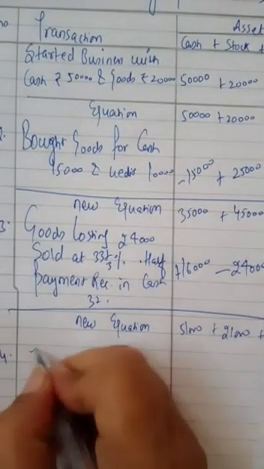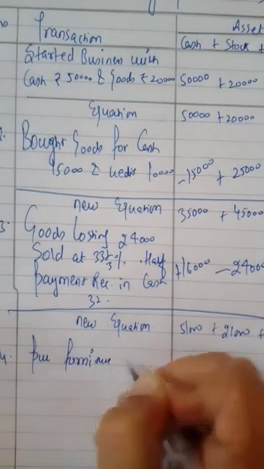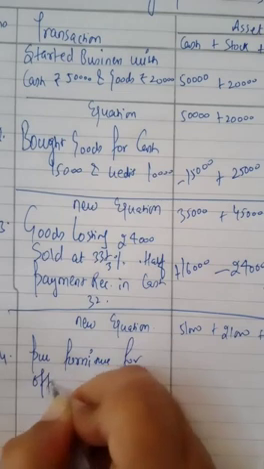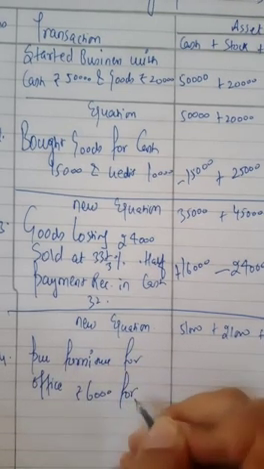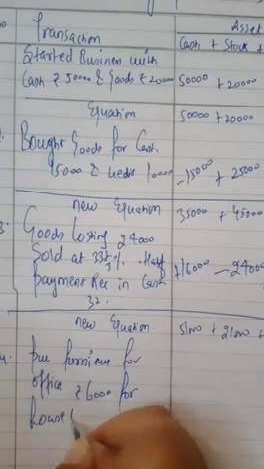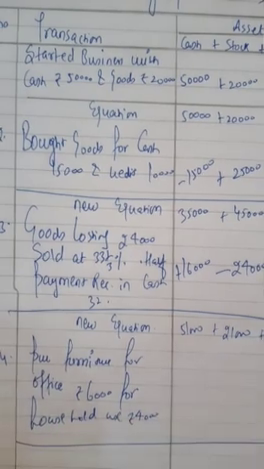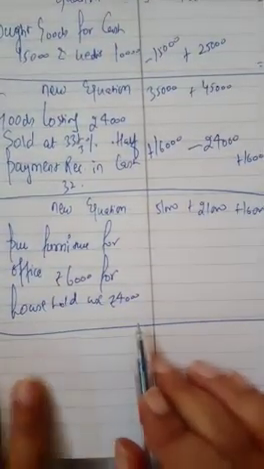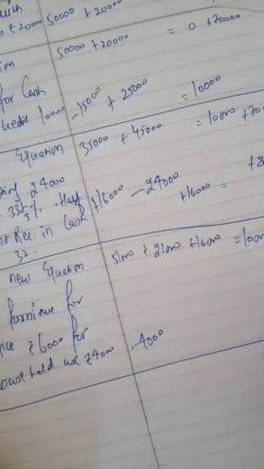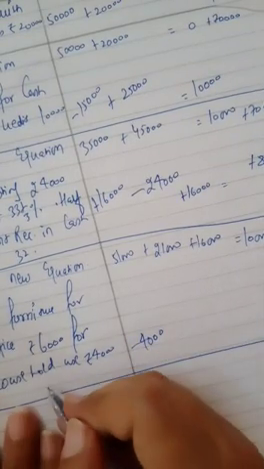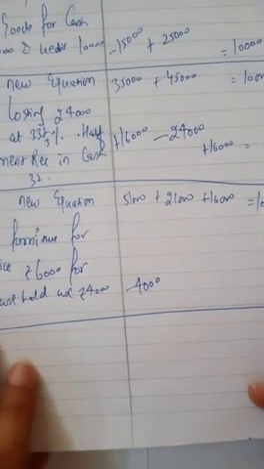Purchased furniture for office rupees 6,000, and for household use rupees 4,000. Beta, whatever you have purchased for household, that is your pure drawings. It will be deducted from cash and capital both. Whatever you have purchased for household will be deducted from cash and capital both, because these are your drawings.